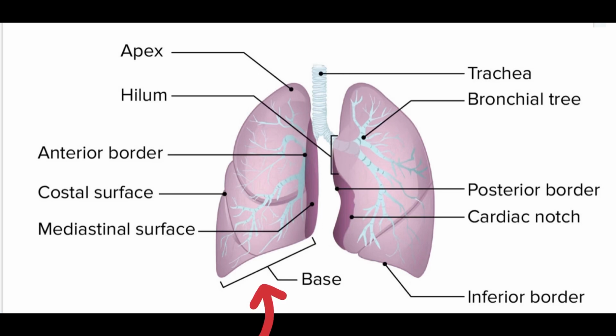It also tends to separate it from the fundus of the stomach and the spleen. That is some of the viscera that you can find in the abdominal cavity.